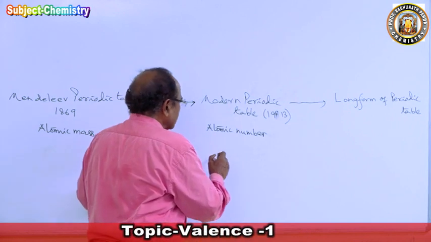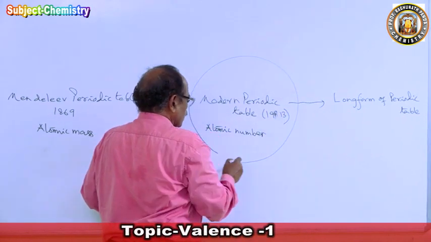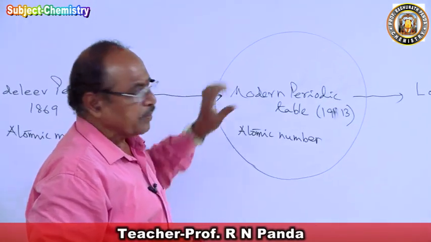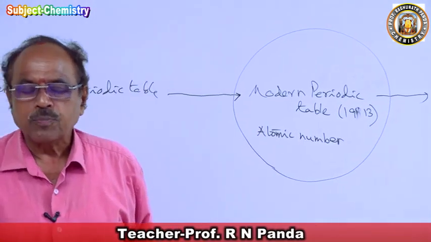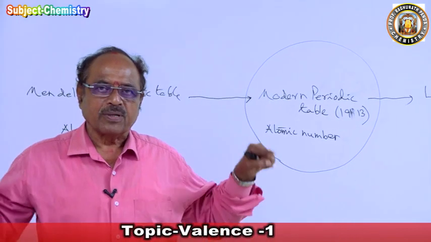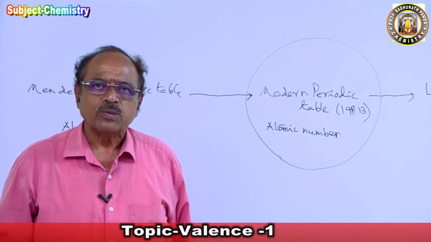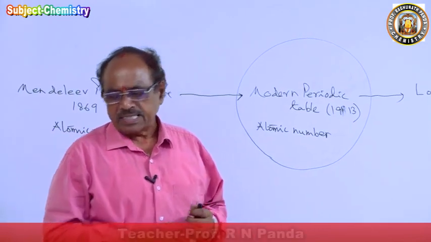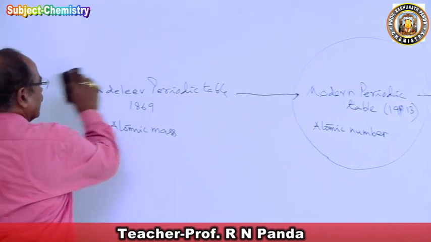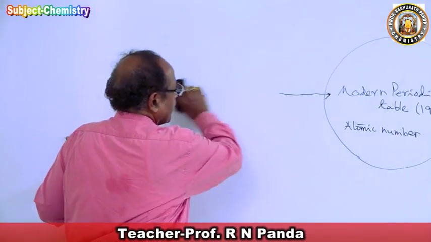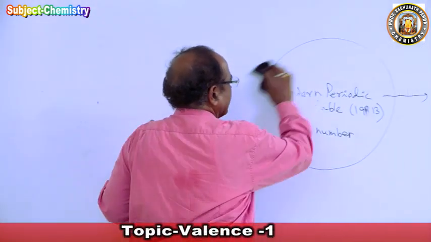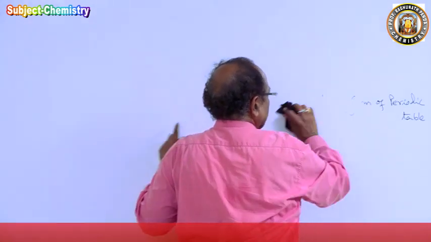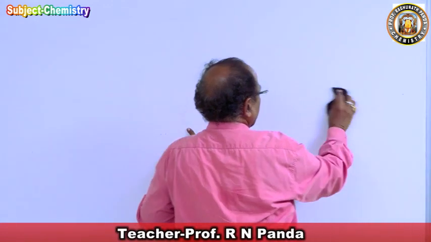So I am using this modern periodic table to explain valency, because in the modern periodic table there are 9 groups. Then what is a group? I told you last class, groups are the vertical columns. The group number indicates the number of electrons present in the outermost shell of the atom of an element.